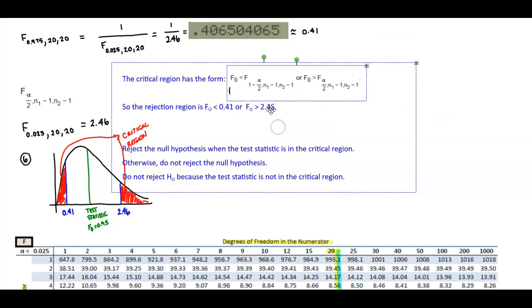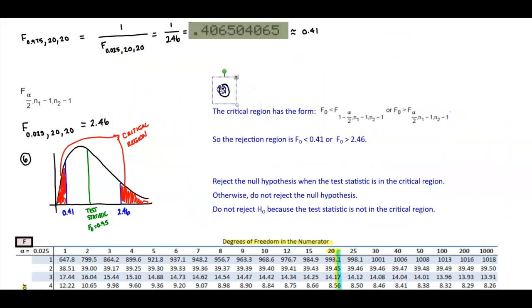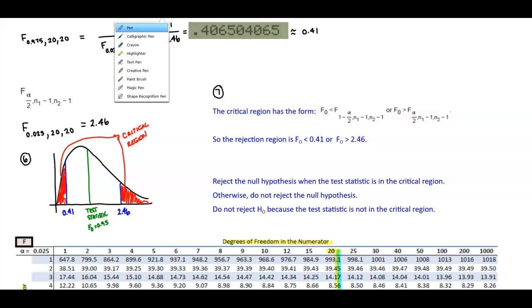So what that means in step 7 is the following. The critical region has the form where the test statistic has to be either less than 0.41, so it has to be within that region, or it has to be greater than 2.46. We notice that it's neither. We reject the null hypothesis when the test statistic is in the critical region. Otherwise, we do not reject the null hypothesis. Since it's not in the critical region, we do not reject the null hypothesis because the test statistic is not in the critical region.